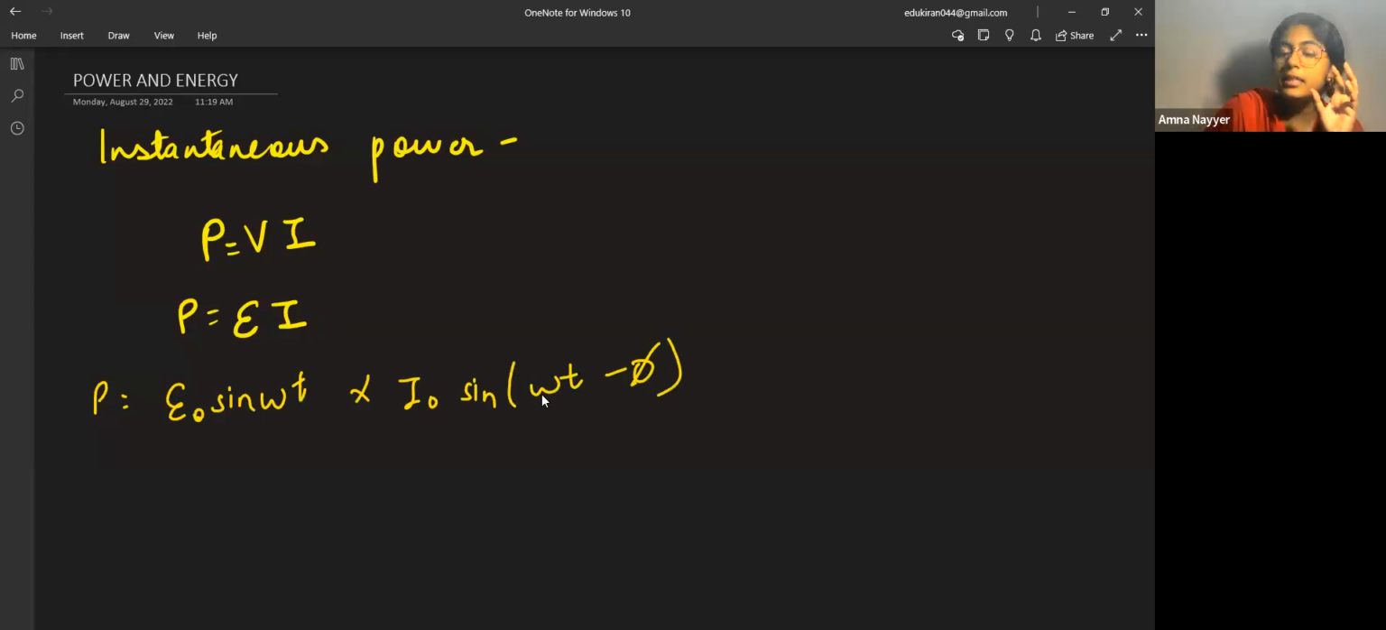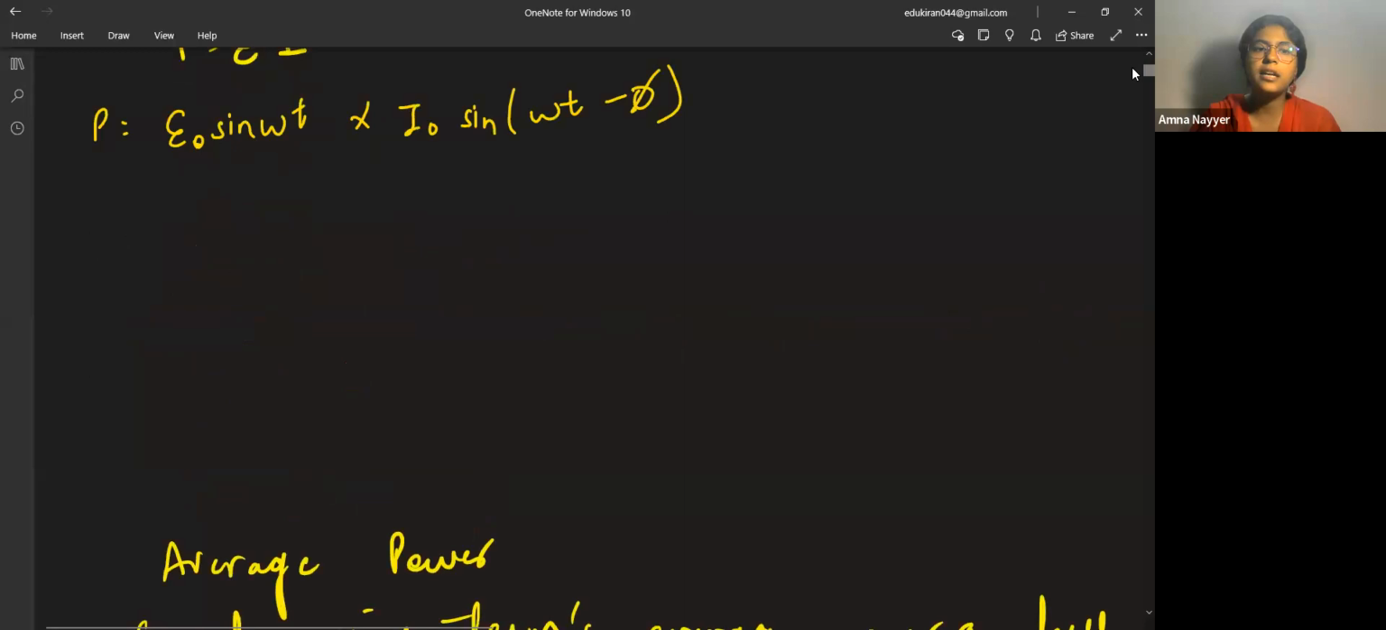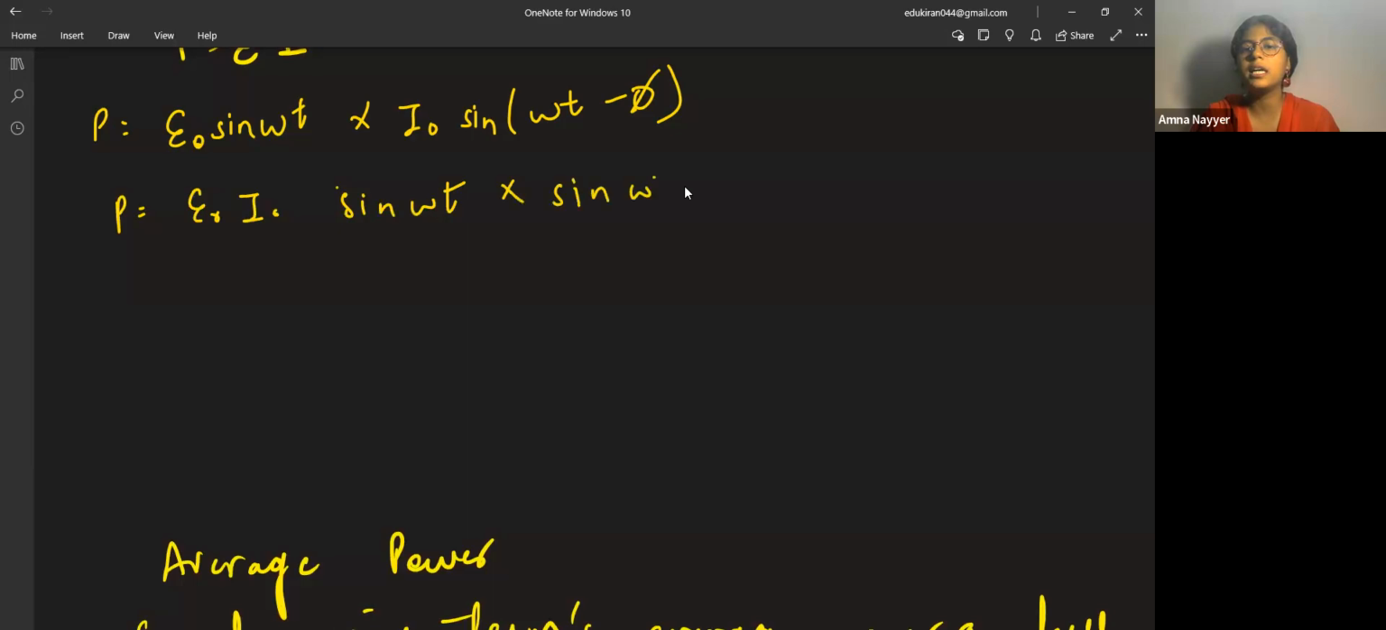So this you will be using in alternating current. Had this been DC, direct current, then you would have directly kept in the values of voltages and current. So it is E naught sine omega t into I naught sine omega t minus phi. Now see, in this equation, all the terms of angles we can write together. So this becomes E naught I naught into sine omega t multiplied by sine omega t minus phi. So we have all the angular terms together, right?